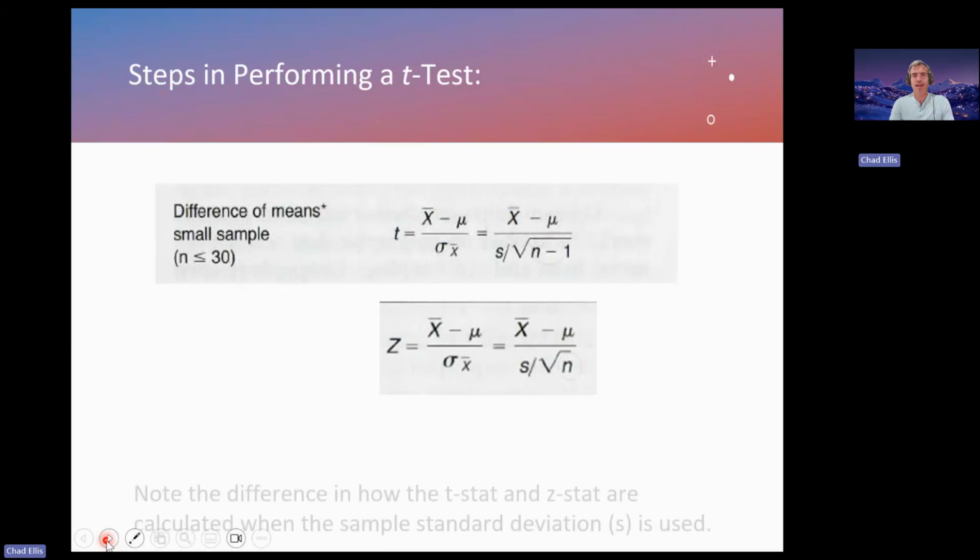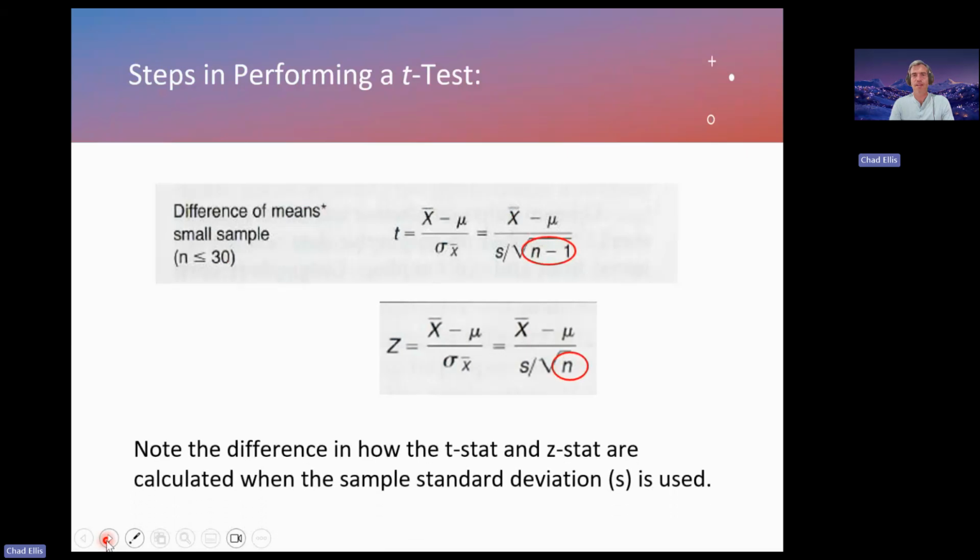So that's our t-stat. Just to remind you, there's a slight difference between how you calculate the t-stat versus the z-stat. The t-stat has that n minus 1 to account for the smaller sample size, while the z-stat just has the square root of n.